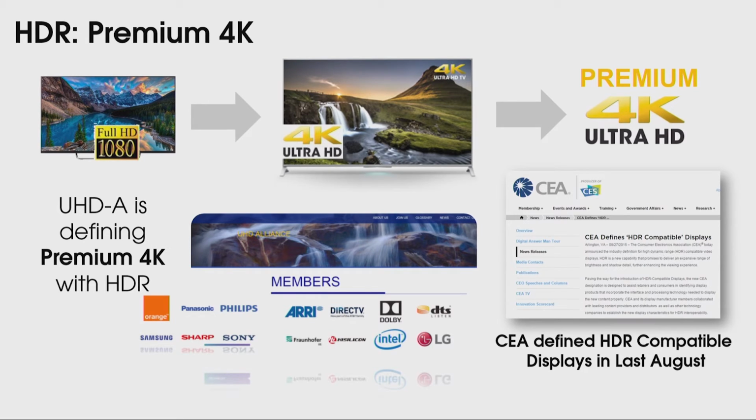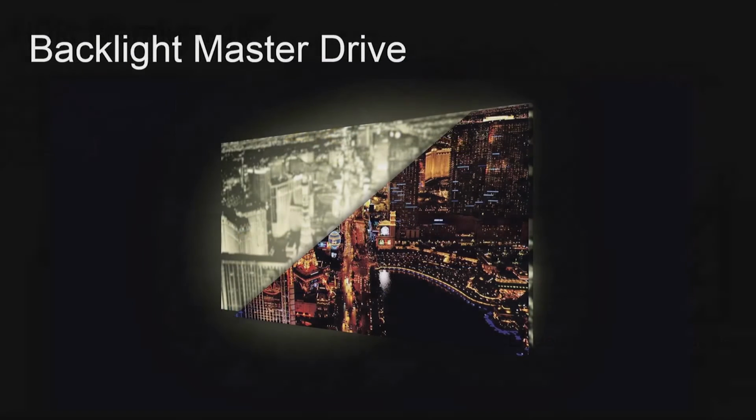But the CEA has been working in the background to define a standard. First they defined what UHD was and what that meant, and then on top of that they've defined UHD-A, which is 4K with HDR, and they didn't want to do this in isolation, so there's a group of companies that have come together to establish what these standards should be, and they put out a paper on what a set needs to qualify for that.